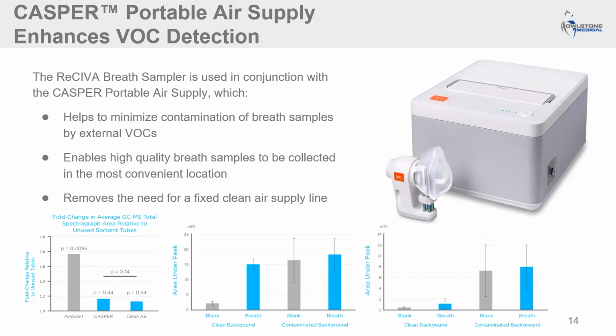In the middle graph, you can see that with a clean background from Casper, the sensitivity is much higher than with a contaminated background, where there is little difference between the VOC level between what is on breath or from the environment. On the right, you can see how Casper reduces false discovery, as this VOC is clearly not on breath. It is coming from the environment.